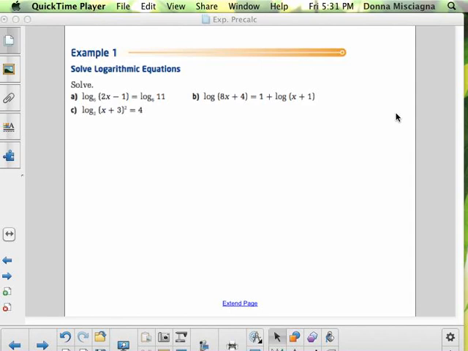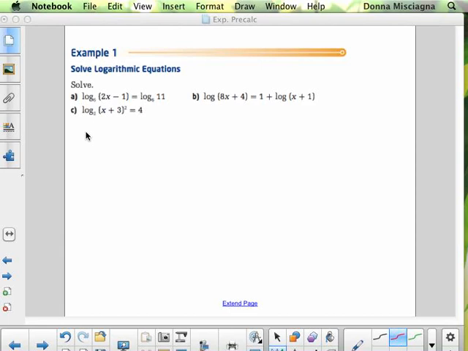Alright, so here we're going to solve this one. Log base 2 of (x plus 3) squared equals 4. And when you have a log equals a number, you're going to rewrite it in exponential form.